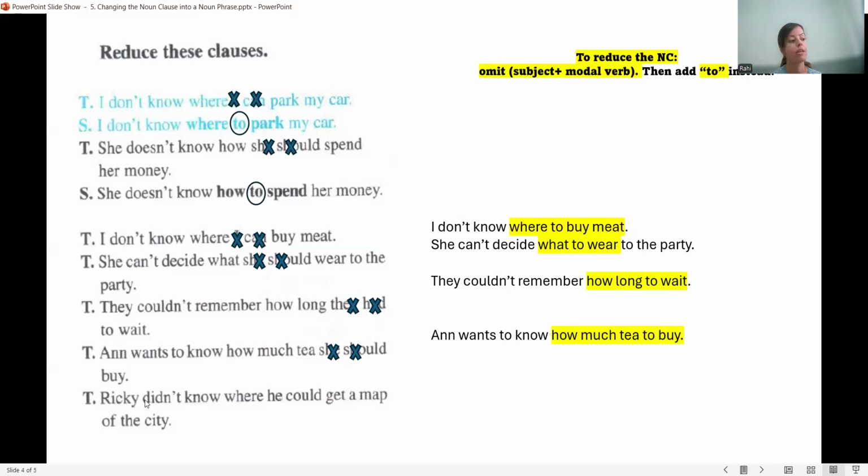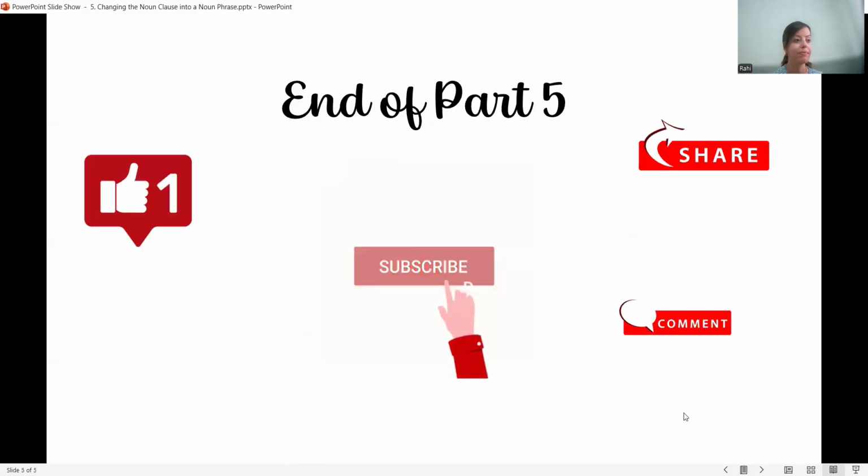Number 5. Ricky didn't know where he could get a map of the city. In the noun clause, the subject is he, could is the modal verb. We omit them, and the reduced noun clause is something like this: Ricky didn't know where to get a map of the city.